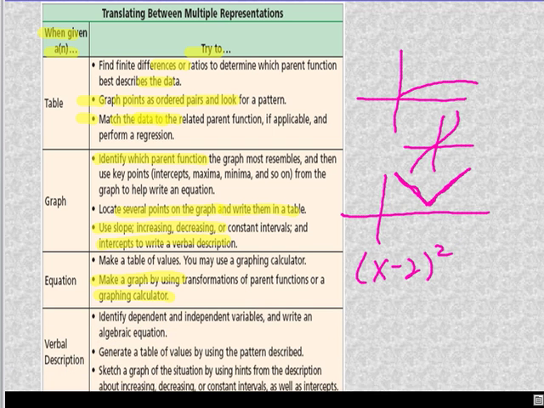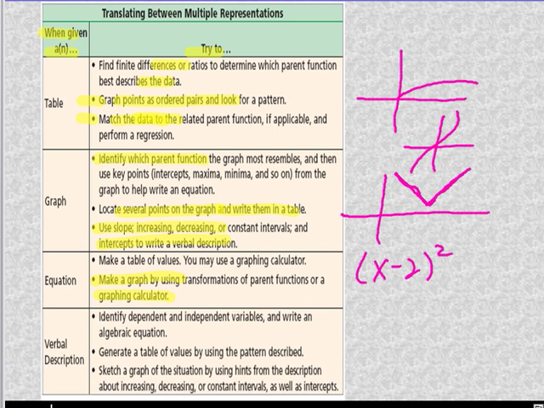And then verbal description: try and identify dependent and independent variables and write an equation. So we were able to write the equation of the rowing example just based on the verbal description. Generate a table of values. We also did that. And then sketch a graph using hints from the description about increasing, decreasing, constant intervals, etc. So these are just ideas for you to be able to translate from one form to another.